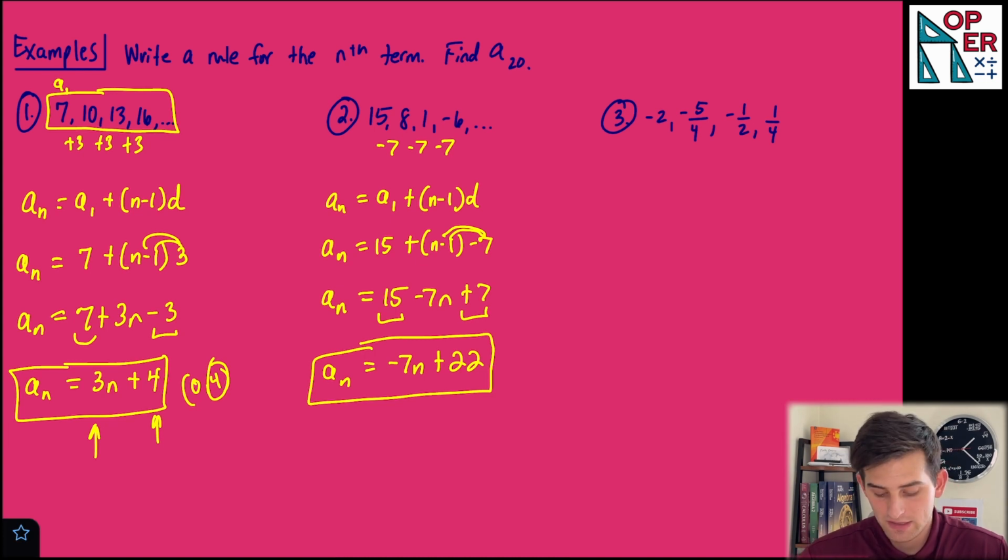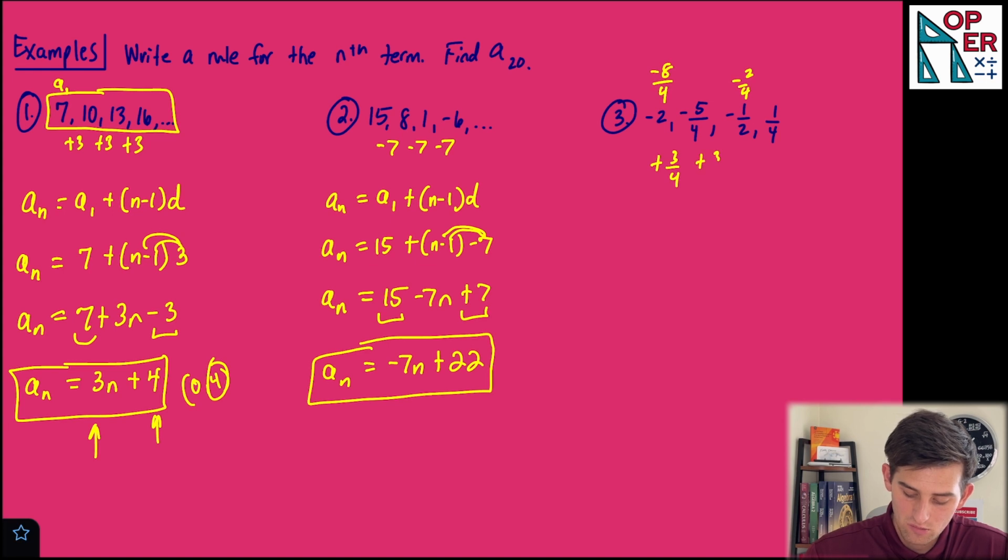So what are we doing to get to the next term? Well, if we think of negative 2, this would be like negative 8 over 4, negative 5 over 4, negative 2 over 4, and then we're going to 1 over 4. So it looks like we are adding 3/4 each time we go. So plus 3/4, plus 3/4, and plus 3/4.